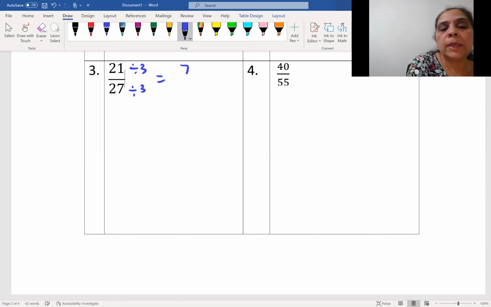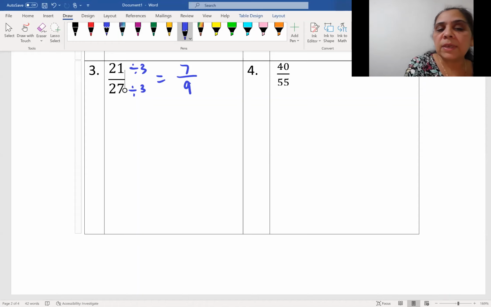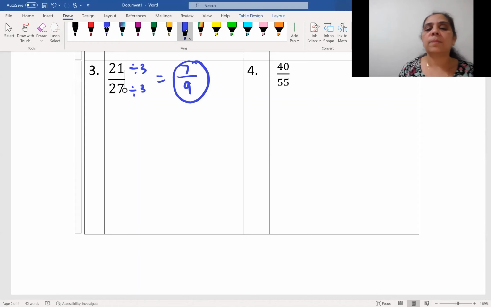21 divided by 3 is 7. 27 divided by 3 is 9. Can we reduce more? Always make a habit: in the final answer, always check. My answer is a fraction. Can I reduce more? We cannot. 7 is a prime number, so we cannot.